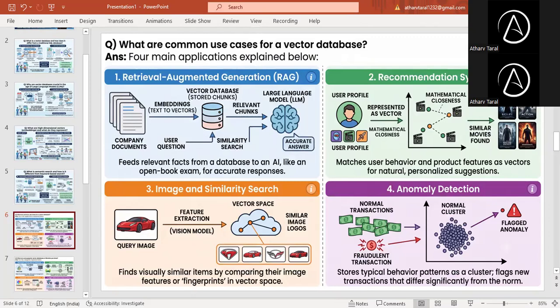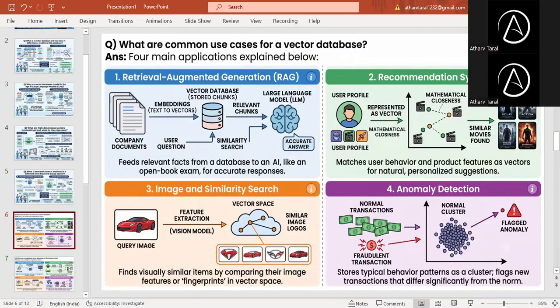First is retrieval augmented generation, RAG. Basically, this is the biggest use case right now. You know how LLMs sometimes mix things up or don't know about recent data. So when we use RAG, we store all our documents in the vector database as embeddings. When a user asks a question, the system does not just guess. It searches the database to find the most relevant chunks of information and feeds them to the AI. It is nothing but giving the model an open book exam, so it stays accurate and grounded.